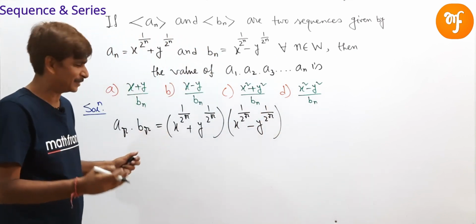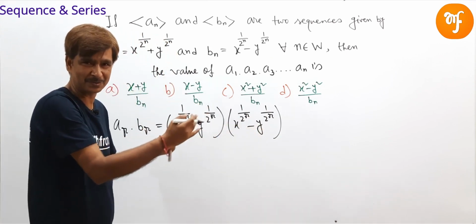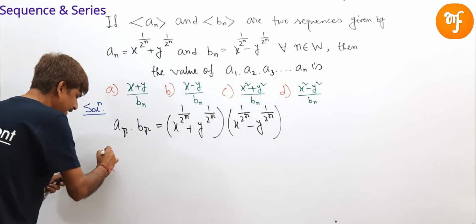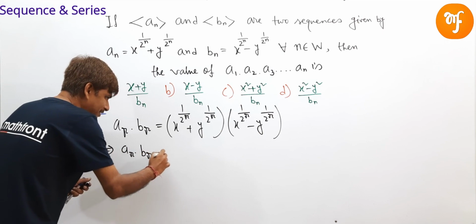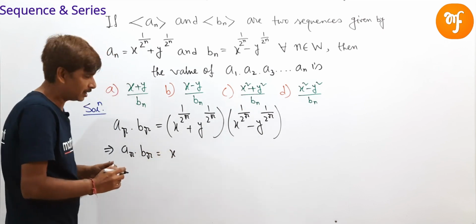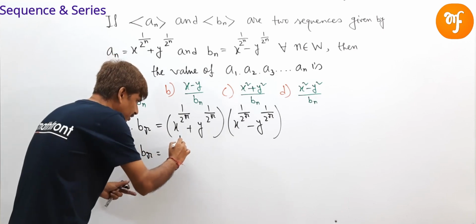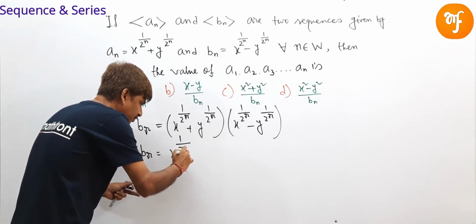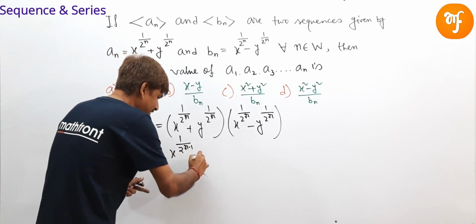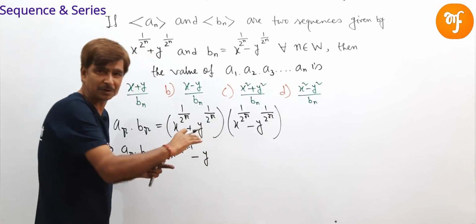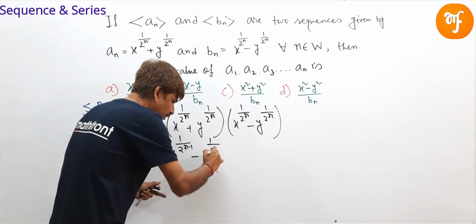You know this is nothing but a plus b into a minus b, so it will be a square minus b square. So we can write ar into br is equal to x to the power 1 by 2 to the power r whole square, that is x to the power 1 by 2 to the power r minus 1, minus y to the power 1 by 2 to the power r whole square, that is y to the power 1 by 2 to the power r minus 1.